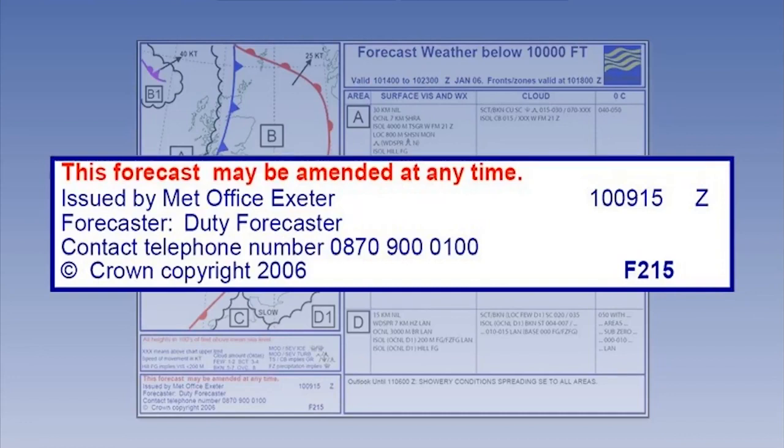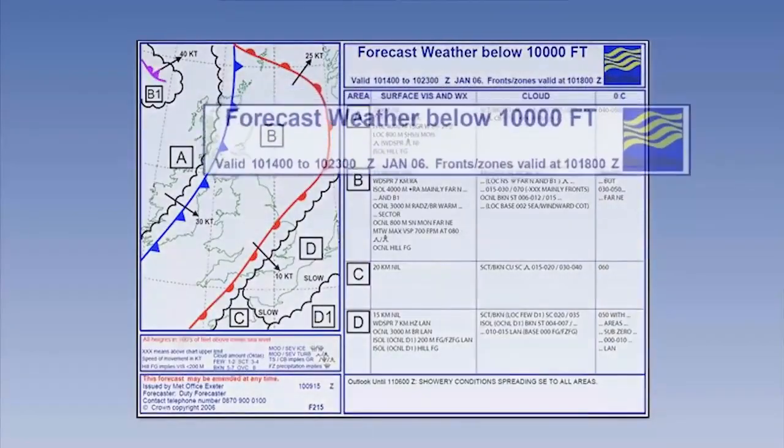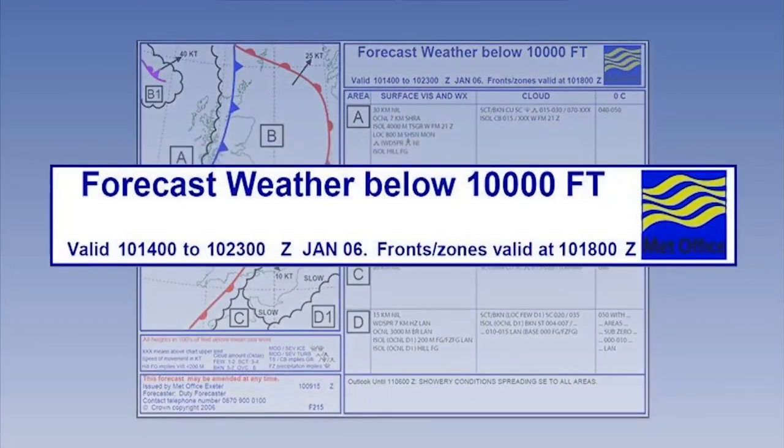The chart is issued approximately 5 hours before the start of the validity period, and each chart is valid for a period of 9 hours. The precise period of validity of the forecast is clearly identified at the top of each chart. In this example, we have a chart which is valid between 1400 Zulu on the 10th of January till 2300 Zulu on the same day.